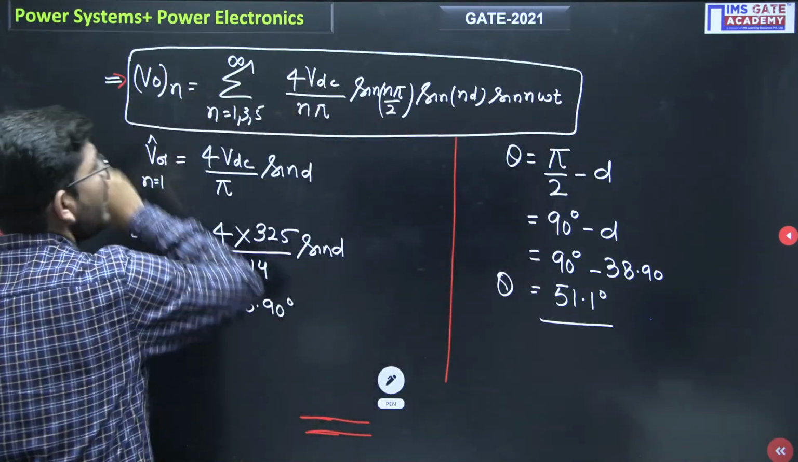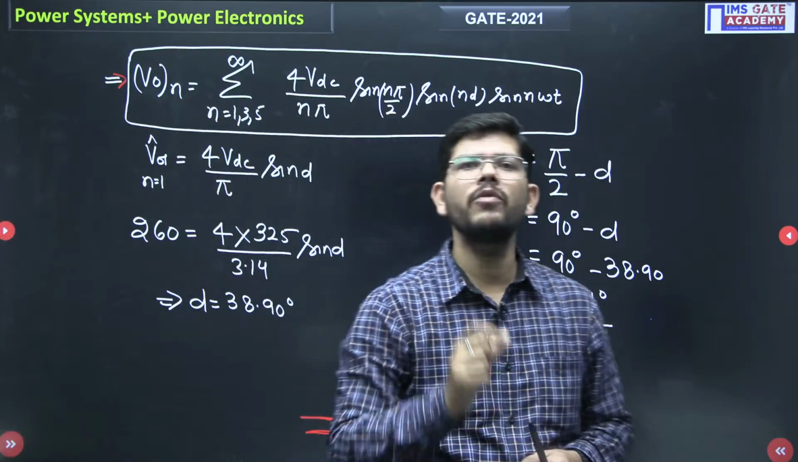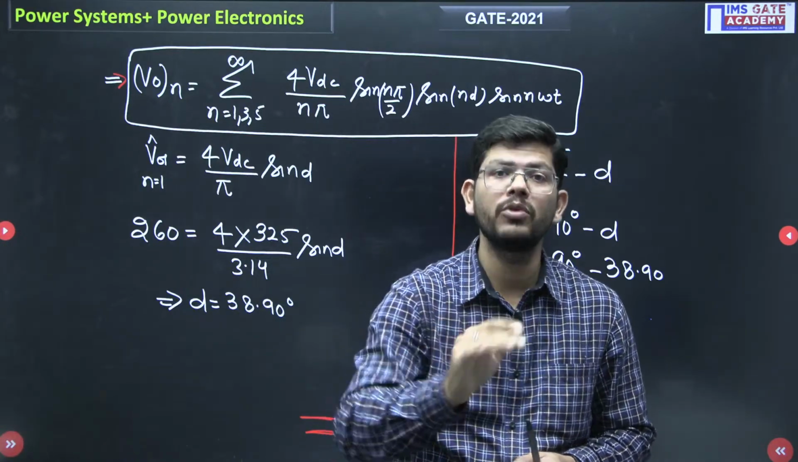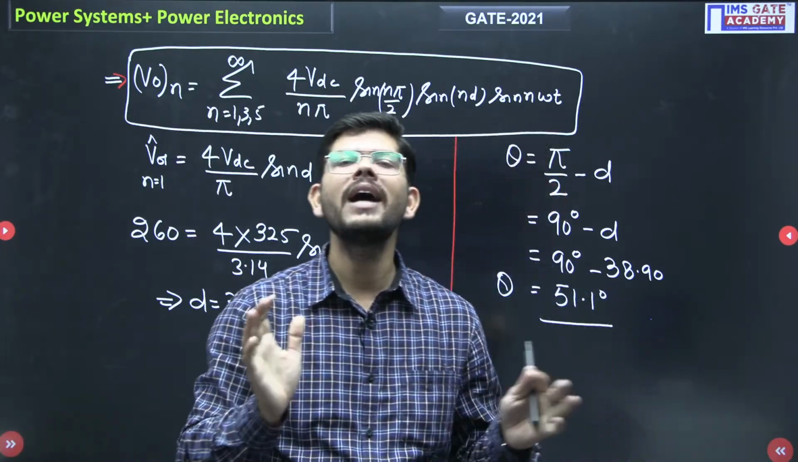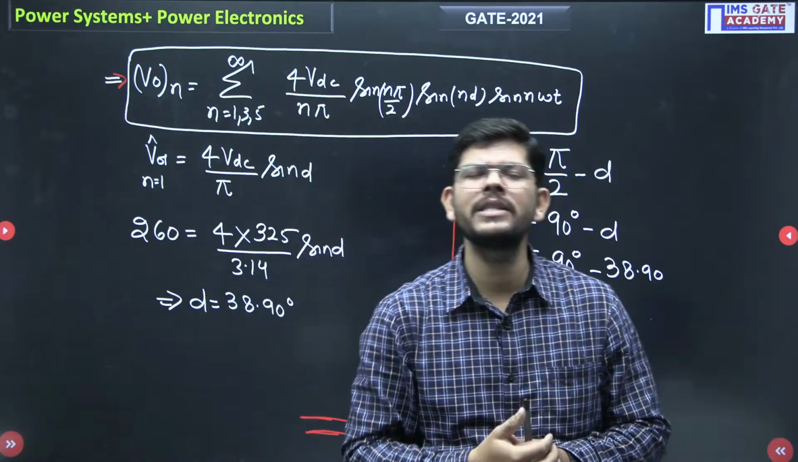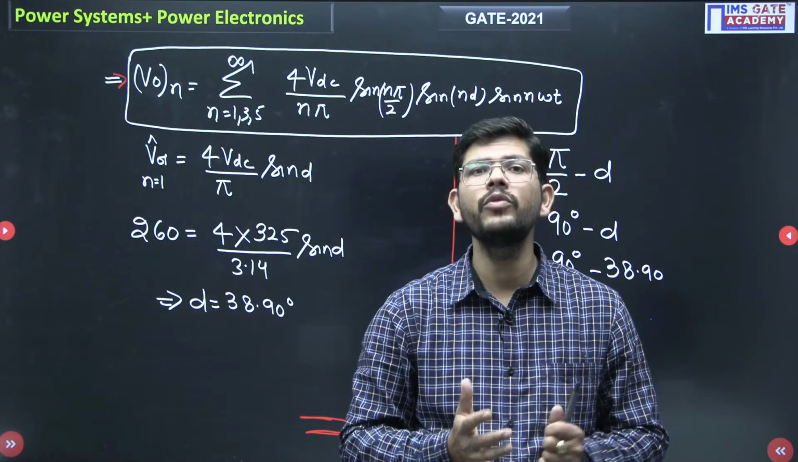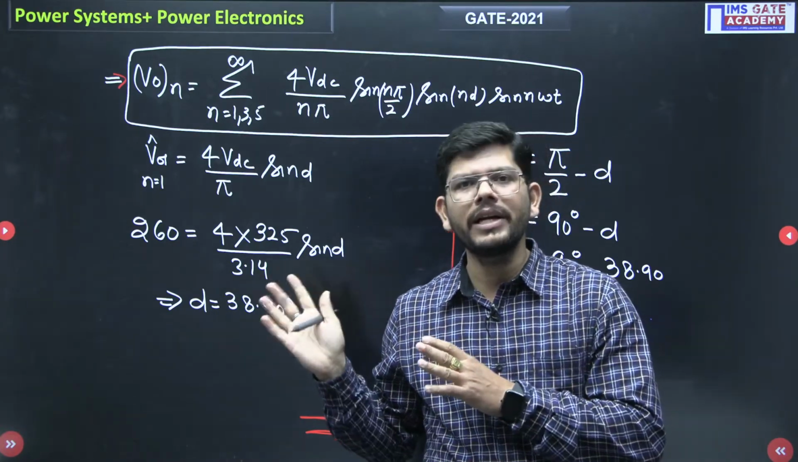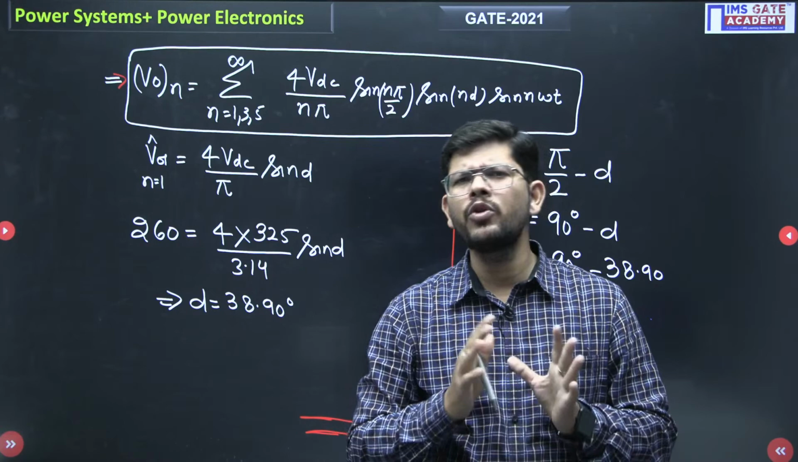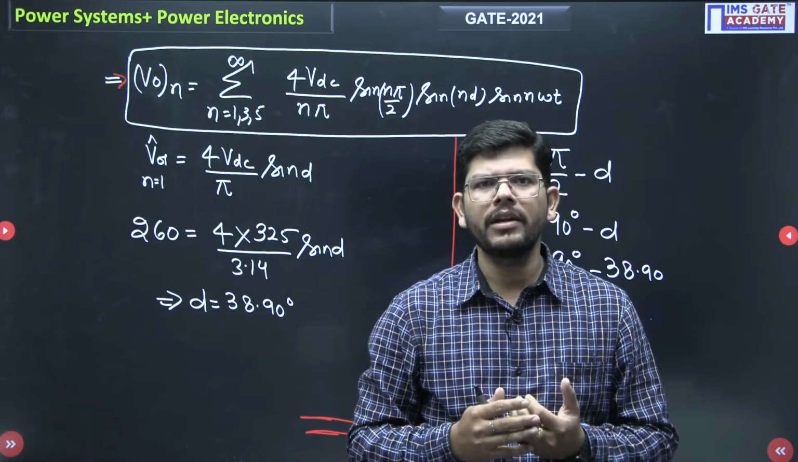And if you are not aware of this formula, what you have to do is go into the most expected concept series of IMS Gate Academy, and in the playlist there is lecture number 7. Just go and watch that lecture and you will get the knowledge of how we are getting this Fourier series. If you don't want to remember this, you can.